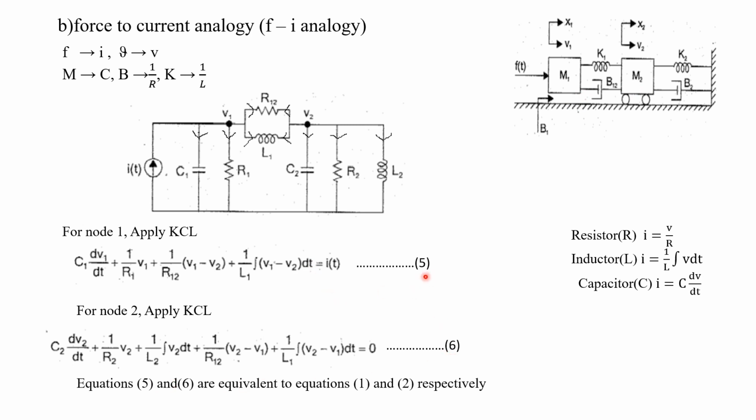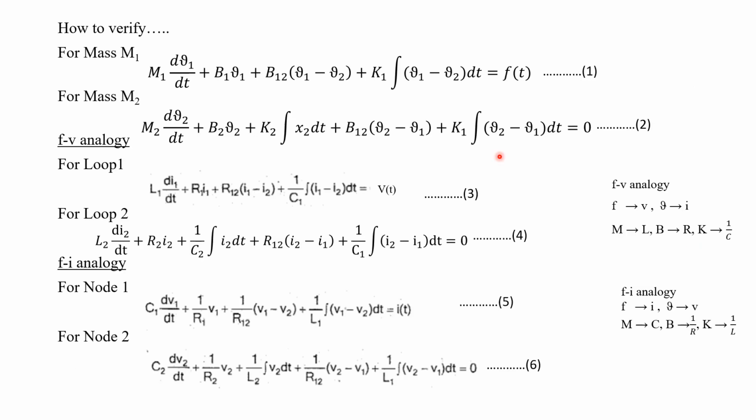When we compare equation 5 as well as equation 6 with the differential equations for mass M1 as well as mass M2, they will be in equivalent form. So we can write that equations 5 and 6 are equivalent to equations 1 and 2 respectively. In the next slide we are going to see how to compare it. Listen here, no need to write all these verifications in your notebook. Just to know about this, I am going to explain it to you.